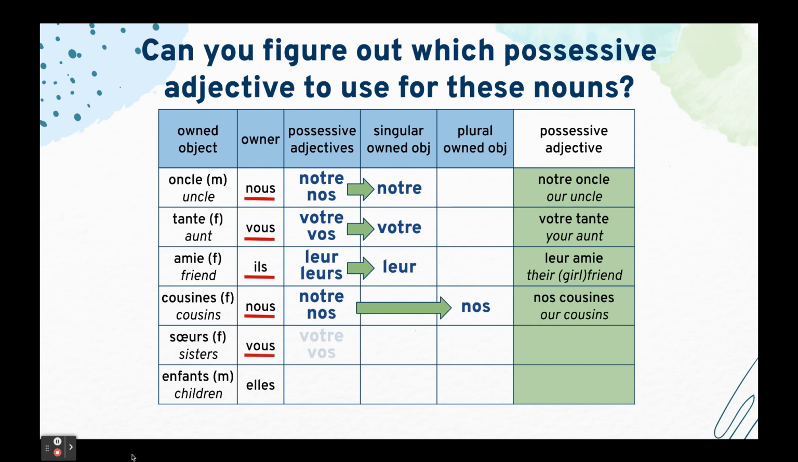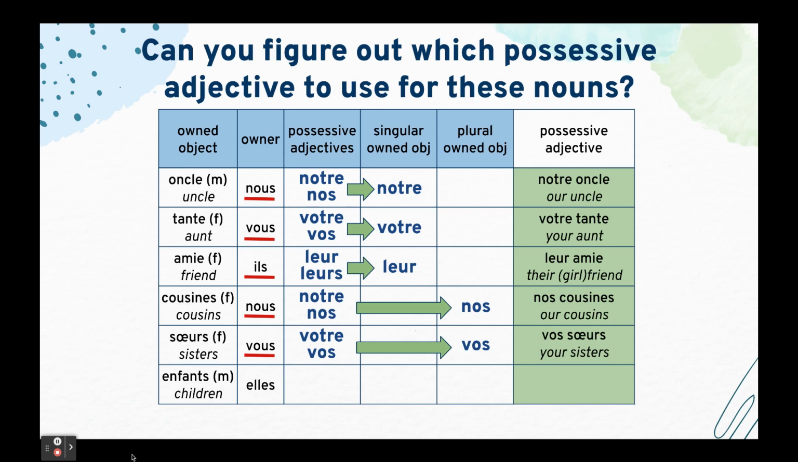For sœurs, we're looking at vous. Our possessive adjectives are votre and vos. Because it's plural, we're going to use vos. So we have vos sœurs, your sisters. Now remember, the S's don't get pronounced on vos and nos unless they're followed by a vowel.